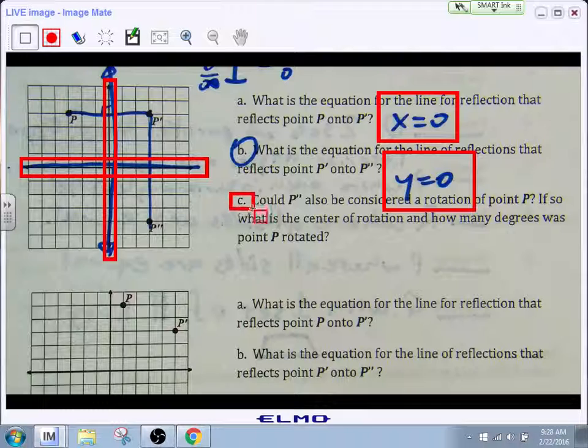I think you can handle C. This is just rotation. To get from P to P double prime, it's asking you to rotate it. I'm going to let you do that on your own. It's very similar to the ones that we just did.